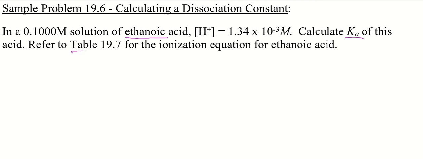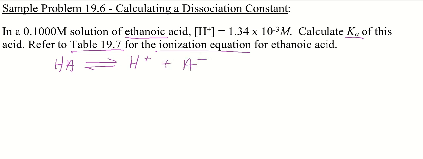It says to look at table 19.7, but it has the answers on there, so I didn't copy that over there. We don't need that ionization equation. We can write a generic one for a weak acid. So we can write that as HA as the weak acid, and that's going to dissociate or ionize into a hydrogen ion. That's what Bronsted-Lowry acids do, and the conjugate base.